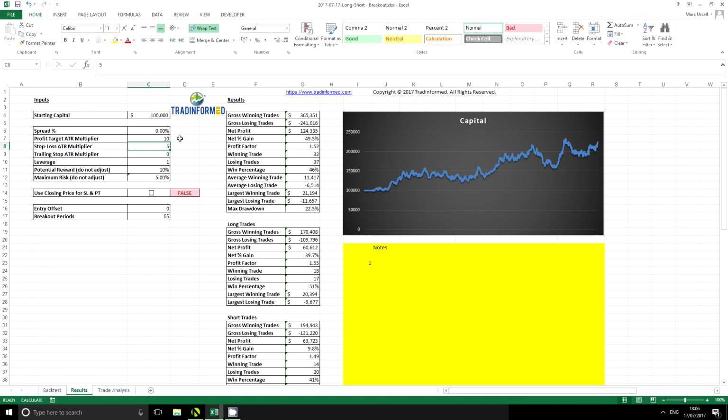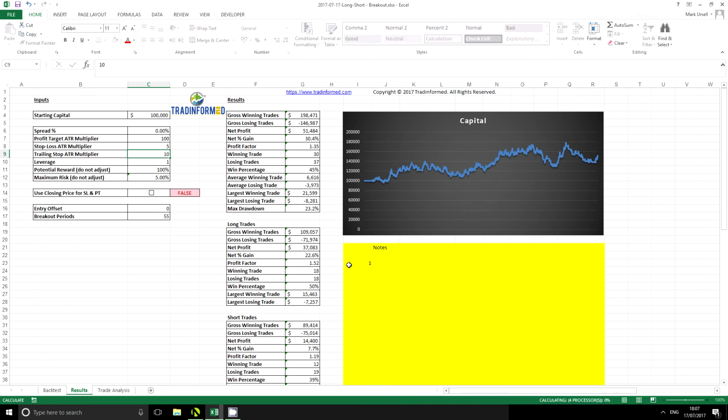I can change the profit target. I can set it to 10 times the ATR, set it to 3 times the ATR, and we can see instantly how it affects the capital graph. Now, a lot of people will trade breakouts using a trailing stop. An ATR based trailing stop means that the position will automatically adjust for volatility, and we can set that to different values and we can see how it affects the results.